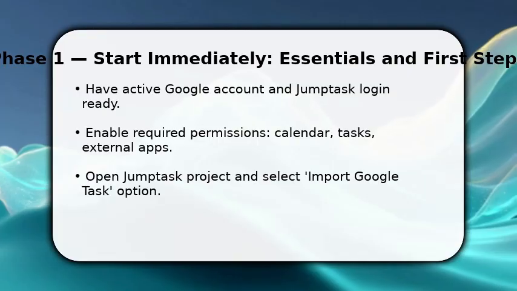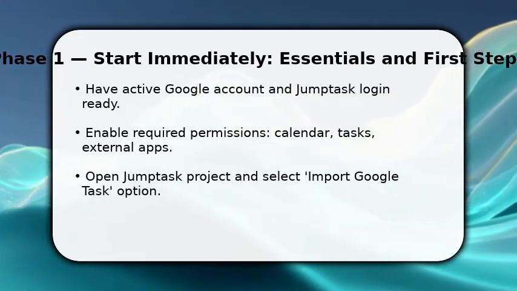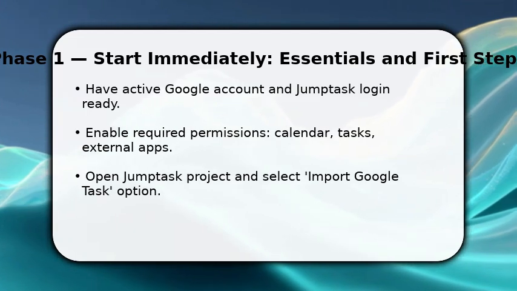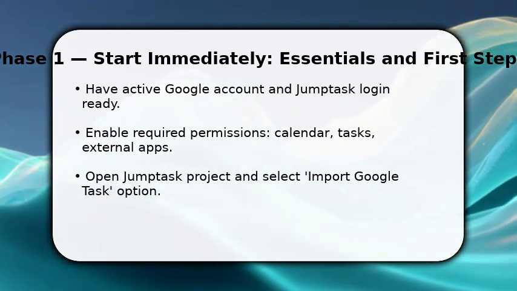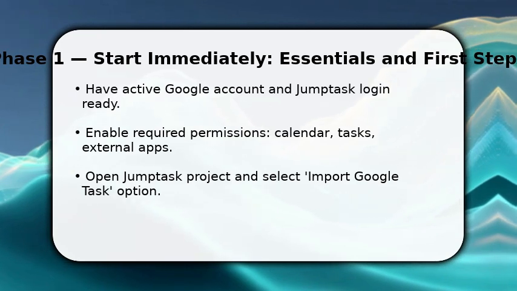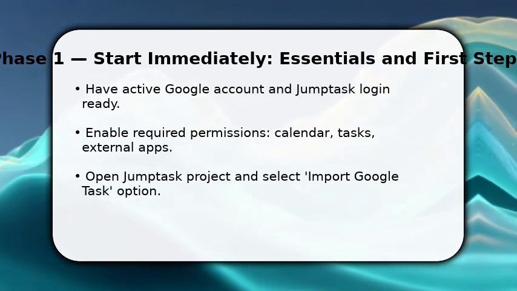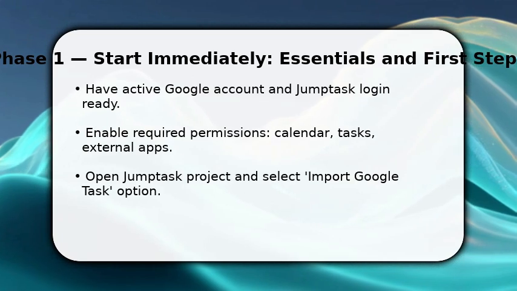Enjoy the video. You start by confirming prerequisites. Your Google account is active, Jumptask logged in, and permissions granted. Now, open the project where you want tasks. Click Import Google Task and authorize access when prompted.